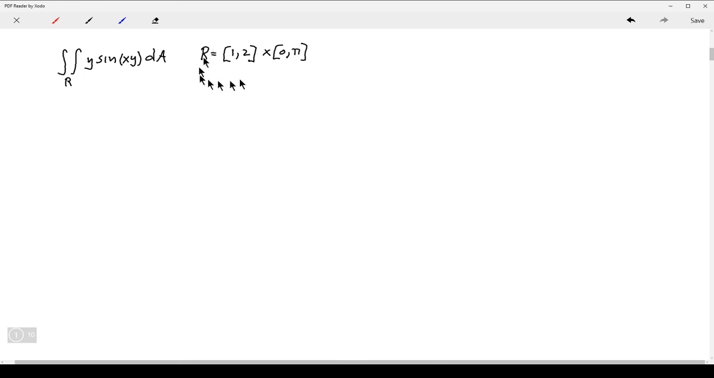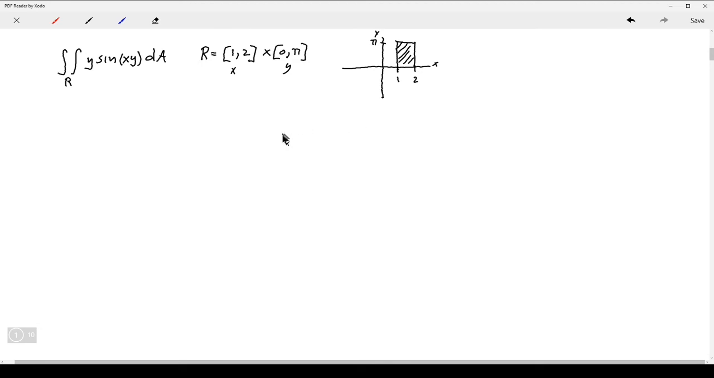All right, so let's take a look at this for a minute here. Remember, when you're looking at one of these rectangles, the rectangles are always x first, y second. So if I were to take a look at this in the xy plane, I would have 1 to 2 along the x, and I would have 0, let's say, to pi along the y. So I'm going to have a rectangle that looks like that. And this is the region that I'm integrating over.